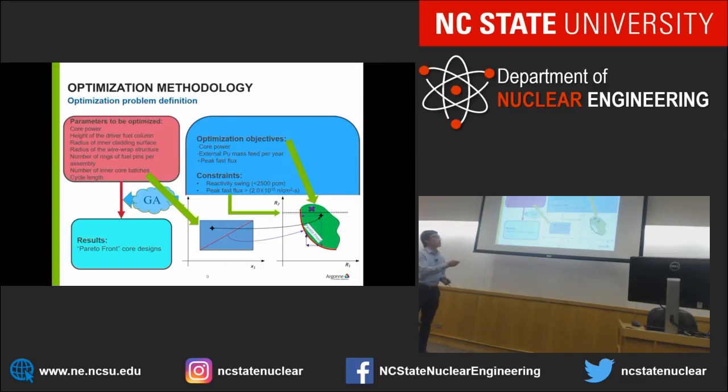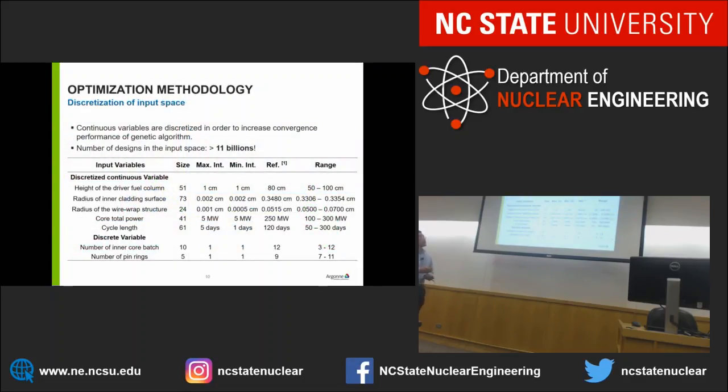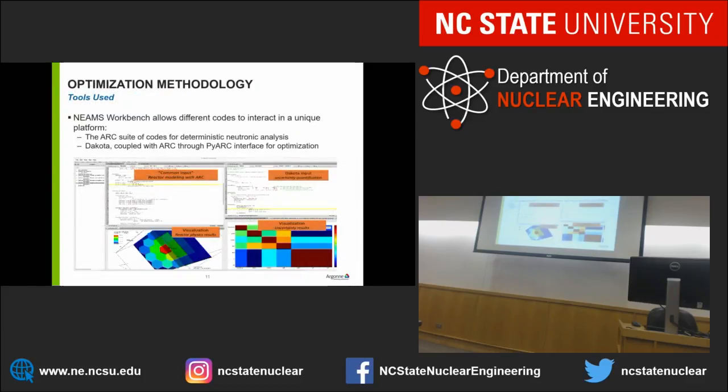We also have constraints. If a core design doesn't satisfy these criteria, we just discard those core designs. Before the optimization, we need to discretize the input space just to improve the convergence. In total, we have 11 billion data points in the input space, and we want to perform optimization to find the optimal value.